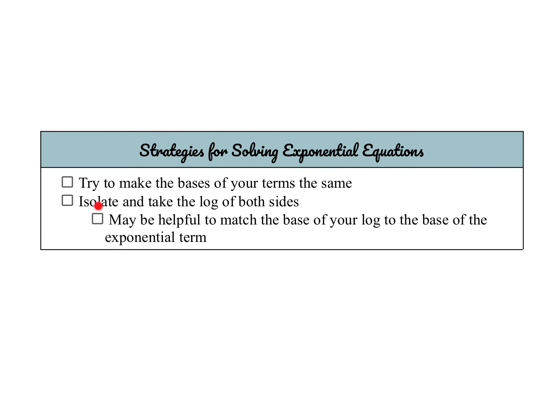Or you could isolate your exponential term, and then take the log of both sides. It may be helpful when you take the log of both sides to match the base of your log to the base of the exponential term. You don't have to do this. You can take the common log of both sides or the natural log of both sides, but sometimes it's a little bit helpful.